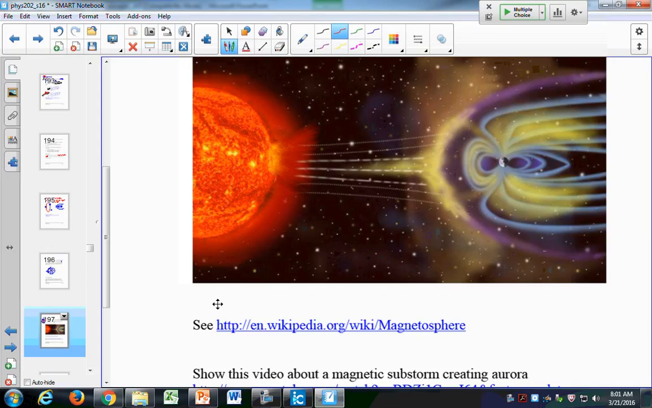We don't get it down here because the Earth's magnetic field, if you notice, it goes into the high northern or the low southern latitudes. So you just don't get any high energy particles that enter into the middle latitudes.